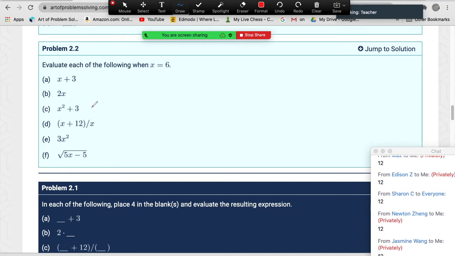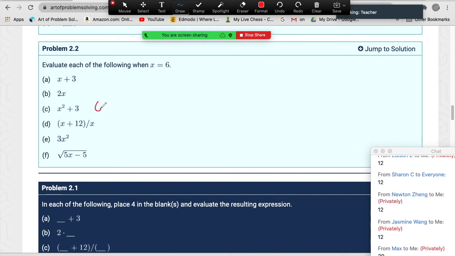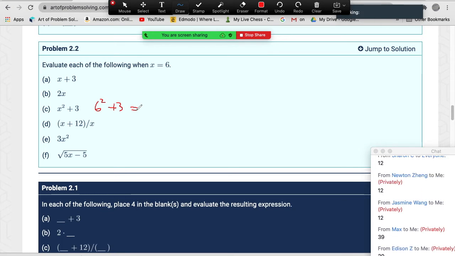Now let's say C. Everybody go to C. That will be 6 squared plus 3. Yeah, Max, you're right. Who else? Anderson, you're right. Who else? Okay, this one equals 36 plus 3. That equals 39. Okay, very good.